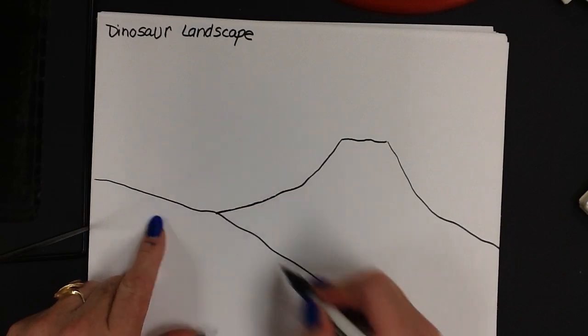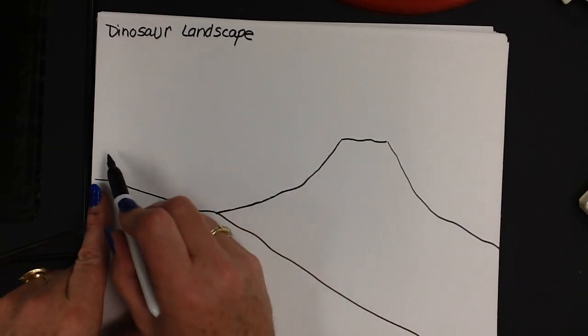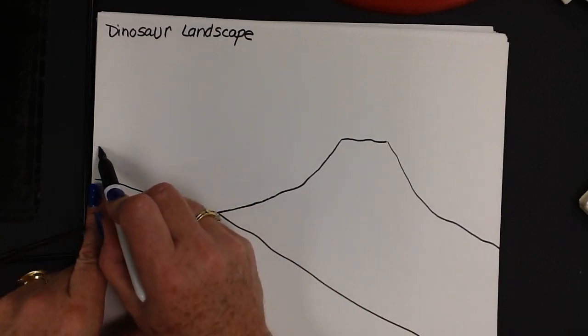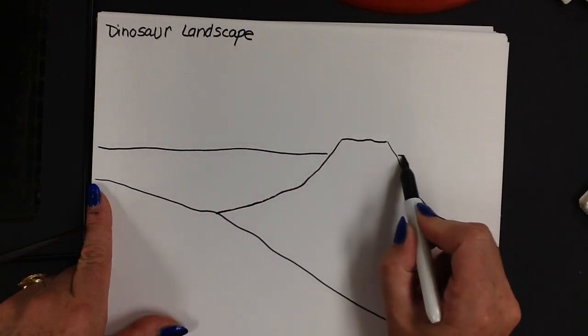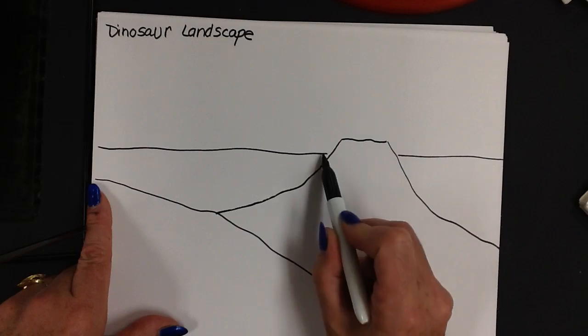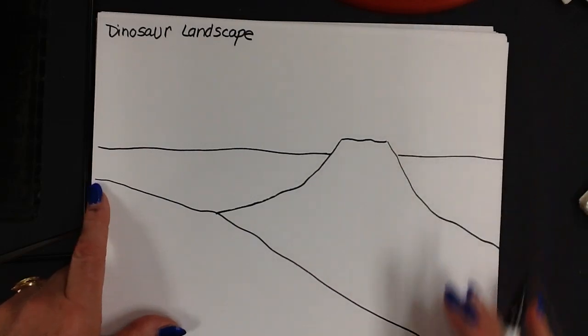Okay, so you have your landscape here. Now, if you want to put a little horizon in the background, you can stick a horizon line which goes across the edge. This is a horizon line telling us where the earth meets the sky.